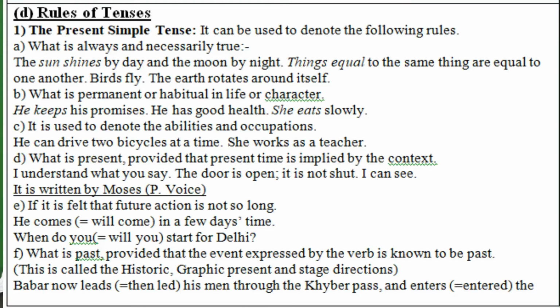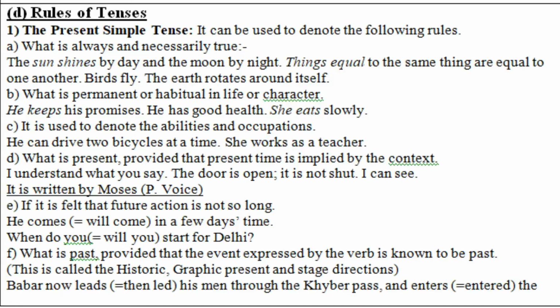Okay, rule number 4 or D, whatever it may be. 4th rule, present time is implied in the context. Every matter that expresses present time is spoken in present simple. Example, I understand what you say. Sir, I understand what you say. A teacher or a lecturer can ask you, do you understand what I say here?